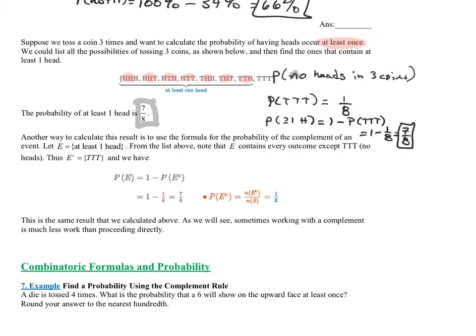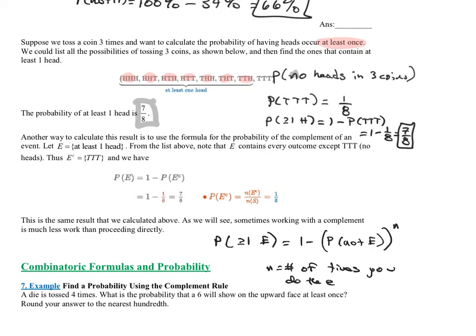So how do you find the probability of something occurring at least once? At least one event E. What you're going to do is 1 minus the probability that the event does not occur, not E, and then you raise that to the power of n, where n is the number of times you do the event. This is a formula that's not in the textbook, but I'd write it down if I were you.